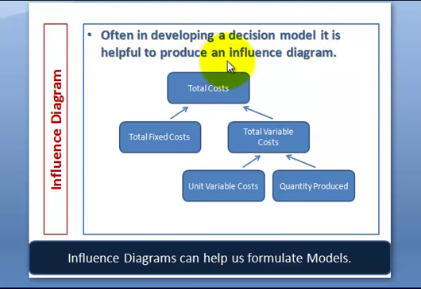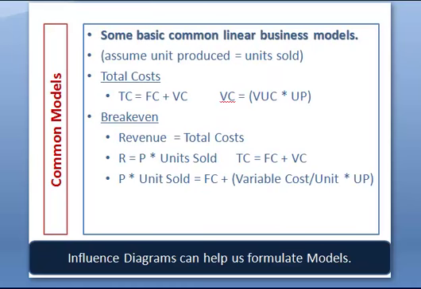Particularly early on, it's helpful to create what's called an influence diagram, where you say, well, my variable cost per unit times my quantity gives me my variable cost, and my fixed plus my variable add up to my total cost. And you diagram it out, and that helps you come up with what the equation or the function or the model is going to look like.